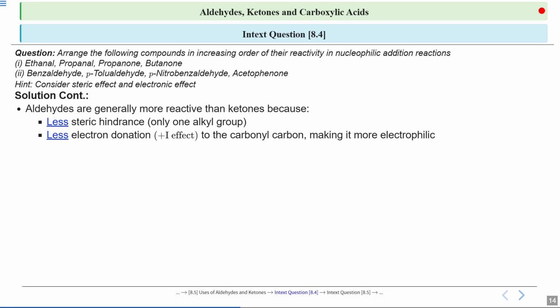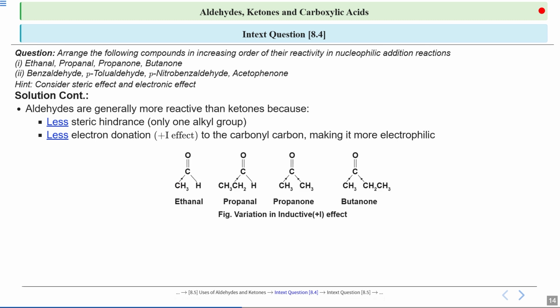This makes the carbonyl carbon more electrophilic due to less electron donation from the single alkyl group. So in the case of the aldehyde, the carbonyl carbon is more hungry because only one alkyl group is donating the electron density, whereas in ketones you have two alkyl groups. So you can think for yourself which carbon is in more need of electrons, the aldehyde one or the ketone one.